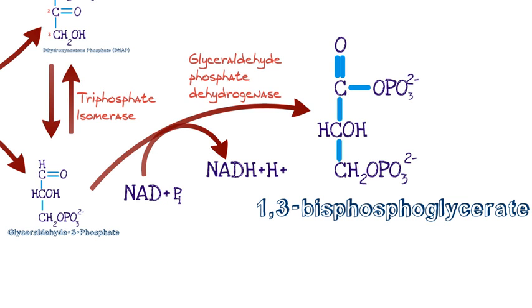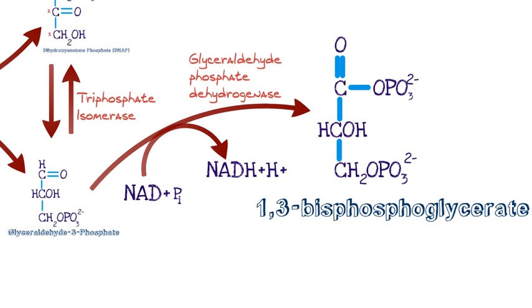2,3-BPG, otherwise known as 2,3-bisphosphoglycerate. 2,3-BPG regulates hemoglobin's affinity for oxygen in our red blood cells. So that's why this molecule has a dual importance.